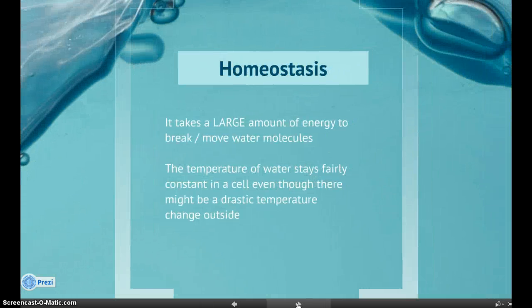And then the final piece for today is homeostasis. So homeostasis is our big word for the semester, and it just means stable internal environment. Water is a big key to a living thing being able to maintain homeostasis. As you can see before, capillarity is very important for plants to be able to maintain homeostasis. So that's cohesive and adhesive properties of water.